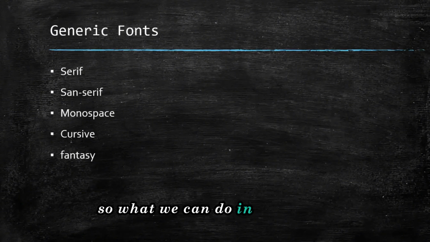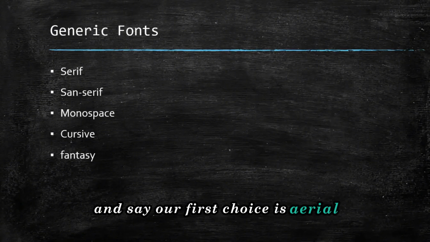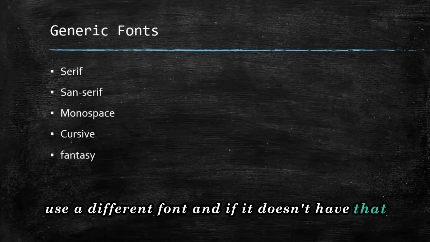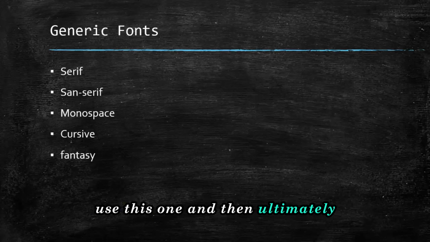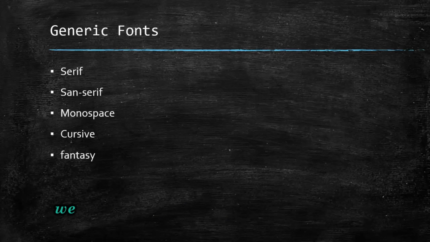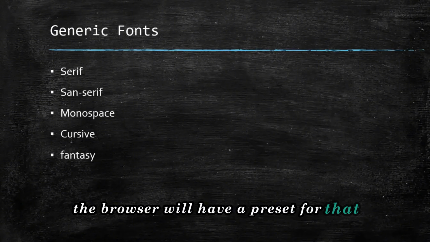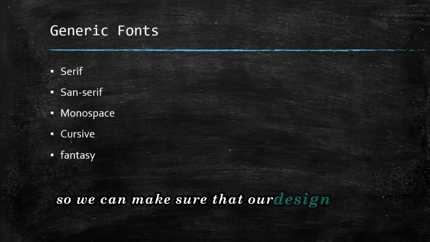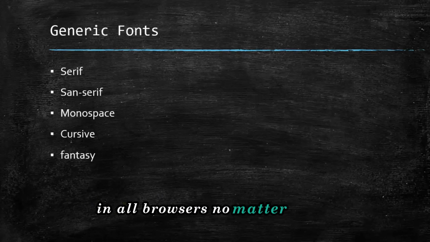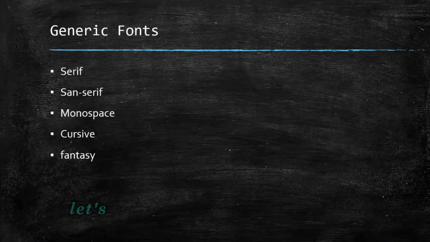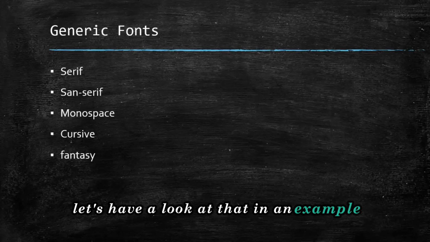So what we can do in the CSS is supply a font family and say our first choice is Arial, but if the computer doesn't have Arial, use a different font, and if it doesn't have that, use this one. Ultimately, if they don't have any of our chosen fonts, we use one of these generic fonts at the end, and we know that the browser will have a preset for that. So we can make sure that our design looks good in all browsers, no matter which fonts are installed on the system that's viewing it. Let's have a look at that in an example.